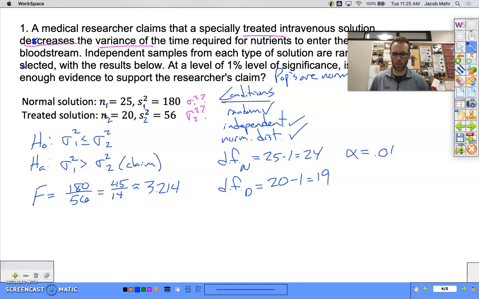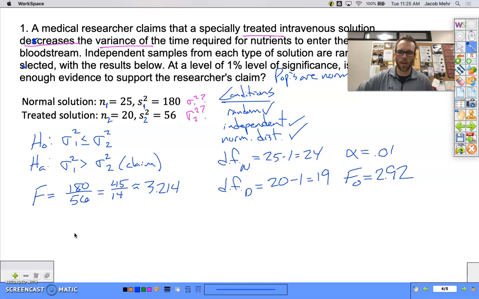So now I'm going to go to my book and my table to find that. Make sure that you're on the right table where the level of significance is 0.01. For me, that's on A21. I am going to look across the top to find 24 degrees of freedom, and go down the side to find 19 degrees of freedom. And I see 2.92 is our critical F-score.